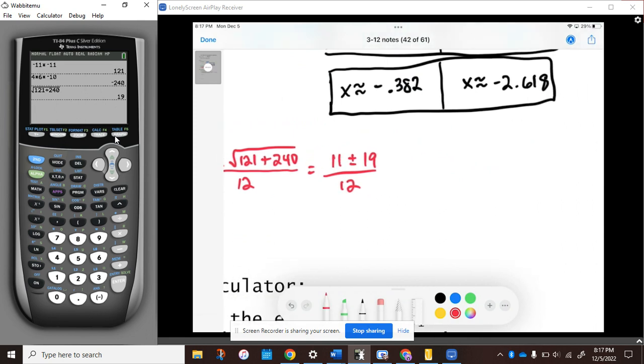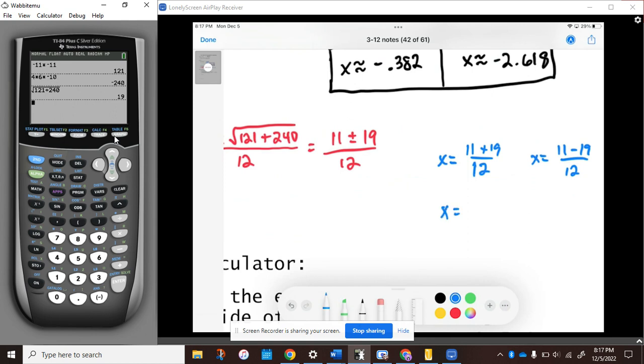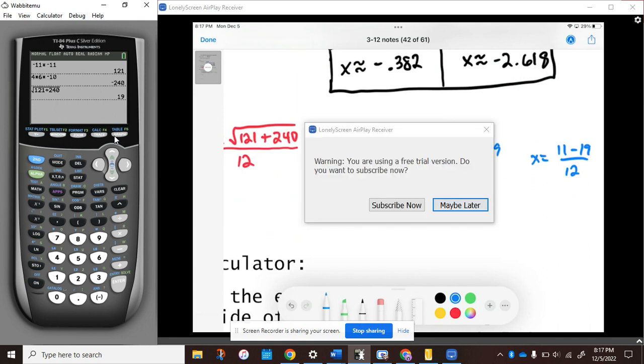Okay, so here are your two solutions. x equals 11 plus 19 over 12. The other one is 11 minus 19 over 12. Not over 2, excuse me, it's over 12. So this one right here, 30 over 12. We think about 30 over 12. Well, that can be reduced, right? If we reduce that down, we could divide by 6. If we divide by 6, that makes it 5 over 2.